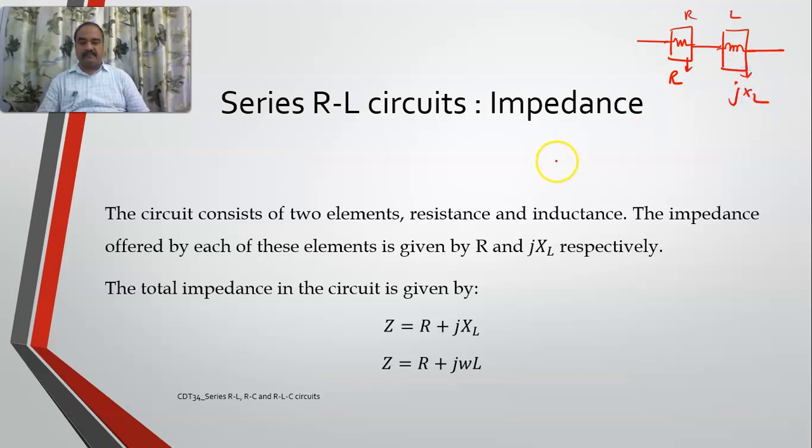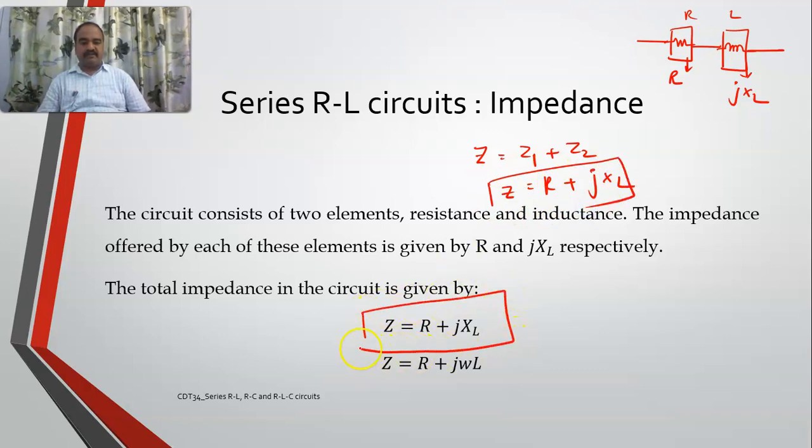Now both are in series, right? When both are in series, Z is equal to Z1 plus Z2. Here for the first one it is R, for the second one it is jXL. So this is what I have written here. This is the total impedance of the circuit, where XL is equal to omega into L, where omega is angular frequency.